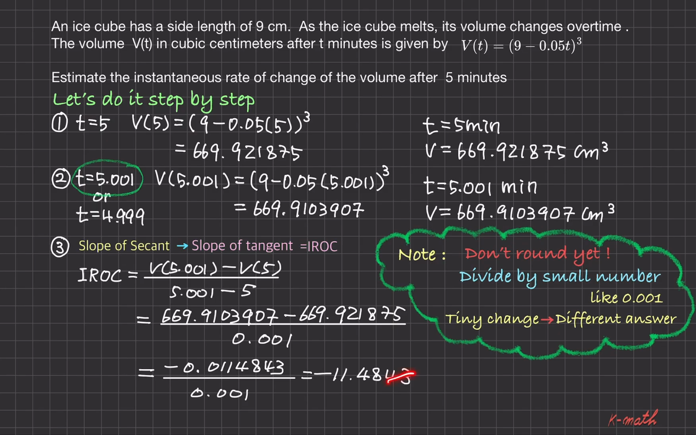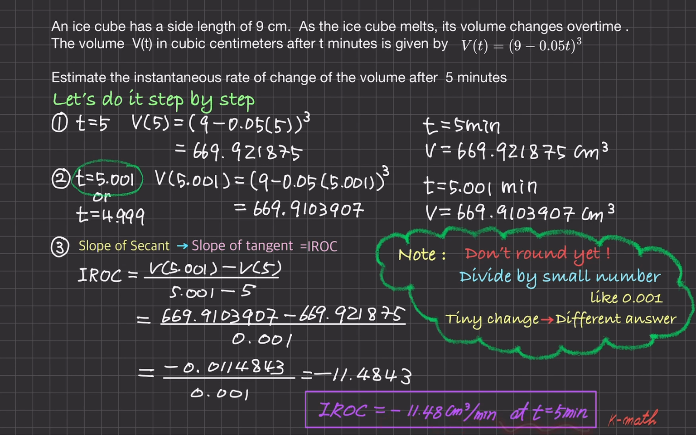Now you can round the answer. Let's check out the unit of the instantaneous rate of change. On top, we have the change in volume in cubic centimeters. And on the bottom, the change in time in minutes. So, in this case, the instantaneous rate of change is minus 11.48 cubic centimeters per minute at t equals 5 minutes. This means the volume of the ice cube is decreasing approximately 11.48 cubic centimeters per minute.